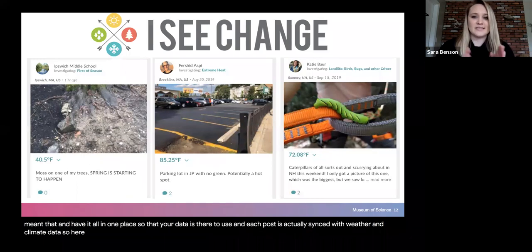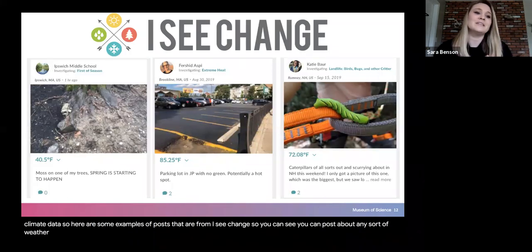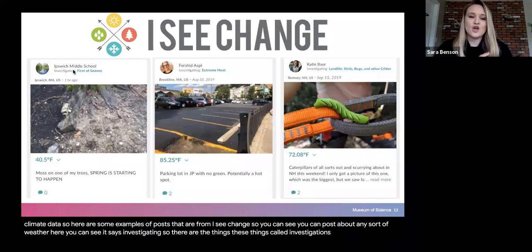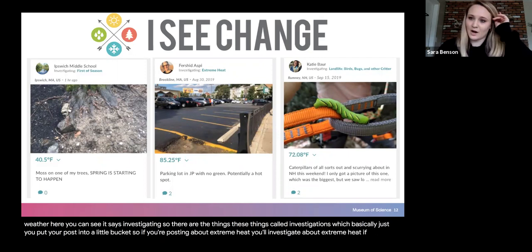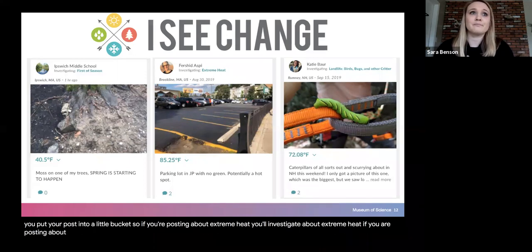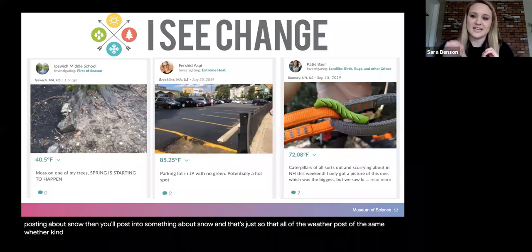So here are some examples of posts that are from IC Change. You can see you can post about any sort of weather. Here you can see it says investigating. So there are these things called investigations, which basically just you put your post into a little bucket. So if you're posting about extreme heat, you'll investigate about extreme heat. If you are posting about snow, then you'll post into something about snow. And that's just so that all of the posts about the same weather are kind of all together and you can search.